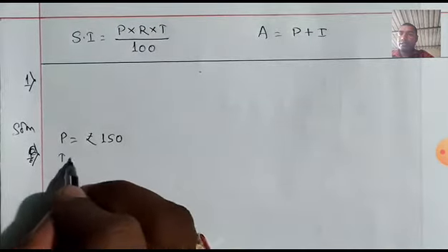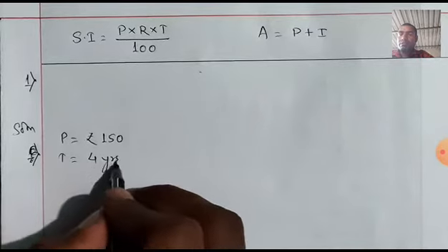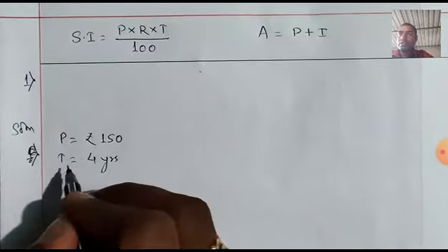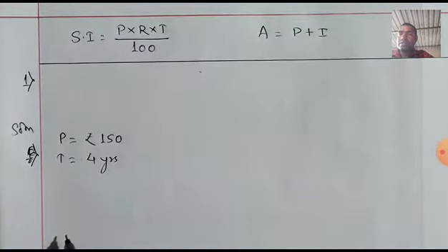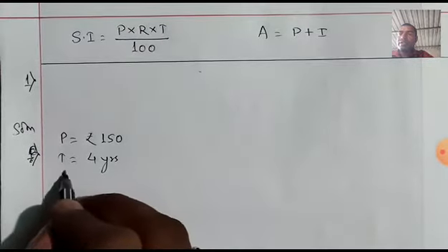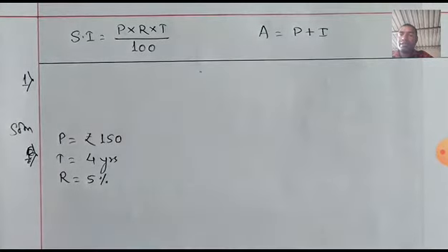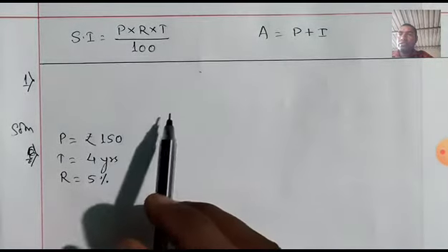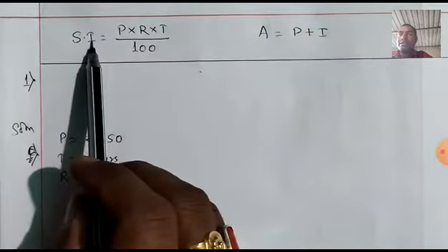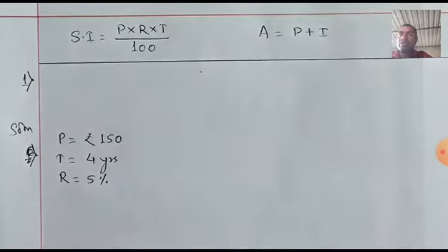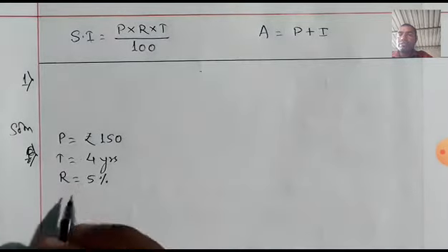Then time is given, 4 years. Then the rate of interest is given, 5% per annum. So here we have to find the SI and amount. I have written both the formulas here, you can see the formulas.